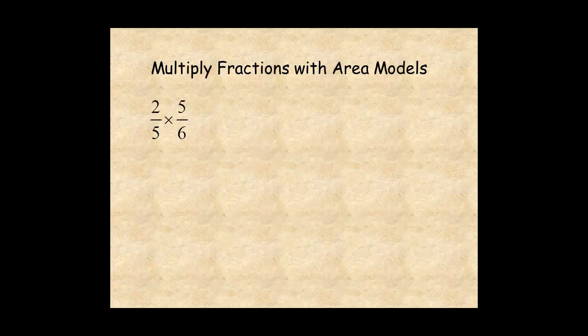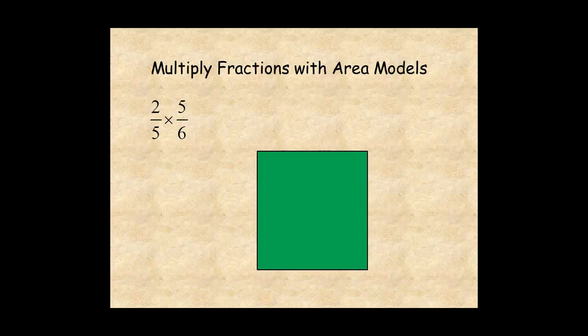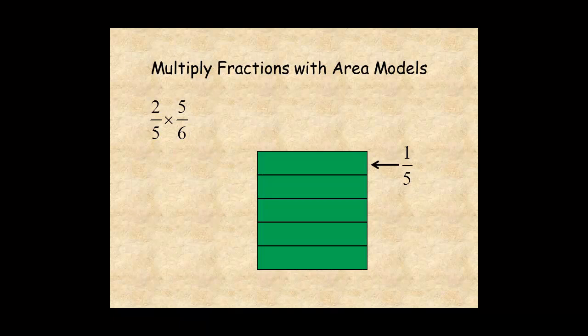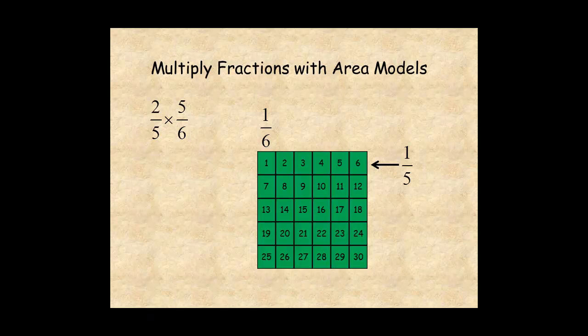Here's how to do the multiplication with an area model. Here's a rectangle that represents 1 whole unit. Now divide the rectangle into 5 equal rows, so each row represents 1/5. Then divide the rectangle into 6 equal columns, so each column represents 1/6. Notice that the rectangle has been divided into 30 equal parts, so the area of each part represents 1/30th of the whole.